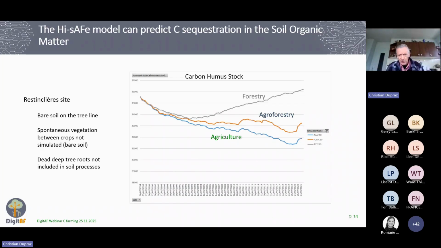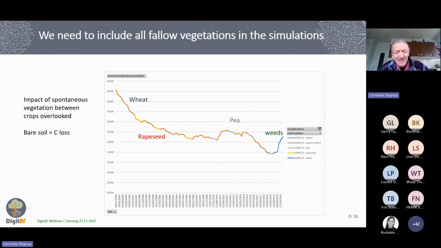And you see that in our situation, there was first a decrease and then an increase after some years. And agroforestry is somewhere between forestry and agriculture. So this is quite important, but we have understood recently that we were making an error in our calculation because we did not include the fallow vegetation in the simulations. The fallow vegetation is the natural vegetation between crops.